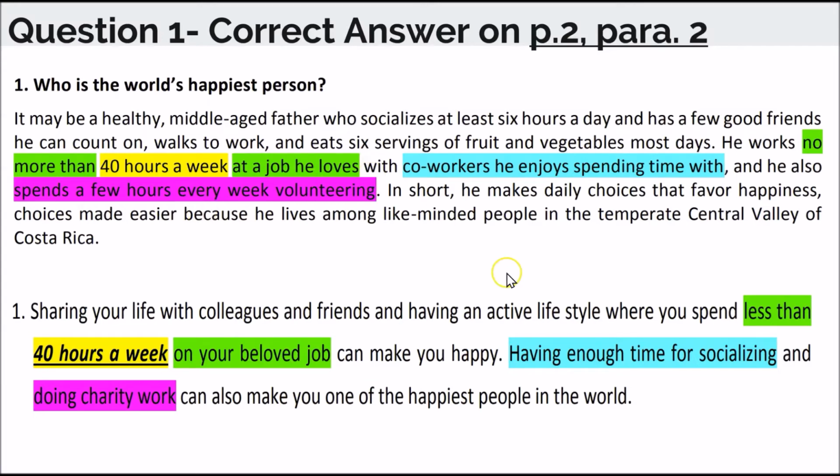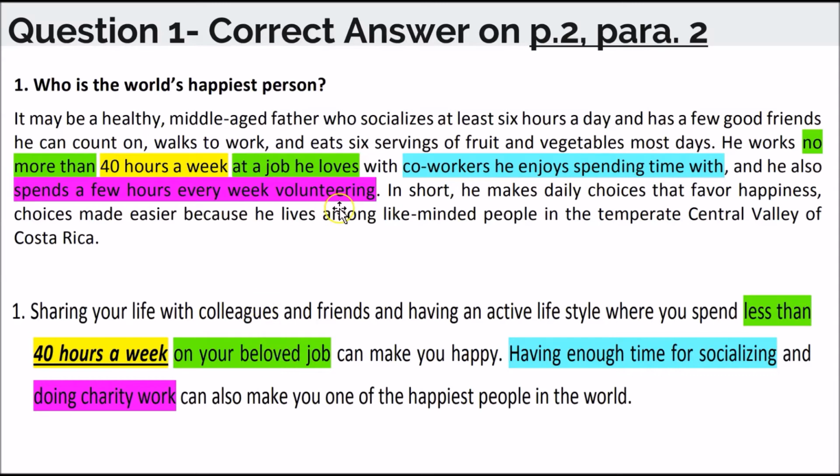In the actual question, it said "less than" something, right? And in paragraph 2, on page 2, it says "no more than." So "less than" and "no more than" mean exactly the same thing. And in the same sentence, the question statement says "on your beloved job." So we're looking for the equivalent of this part here.